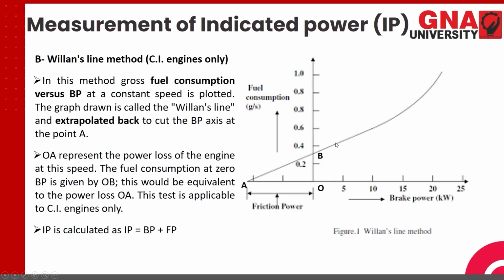Now OB represents fuel consumption with zero brake power. That means we are not generating power, but the fuel is still consumed. Whereas OA represents the power which is consumed at zero brake power, and hence it represents the frictional power. So you can calculate both OA and OB. Now OA represents frictional power, brake power you can measure with the help of a dynamometer, and hence indicated power can be calculated.